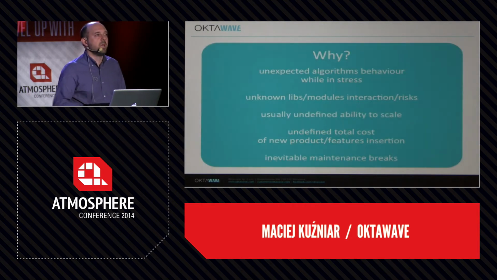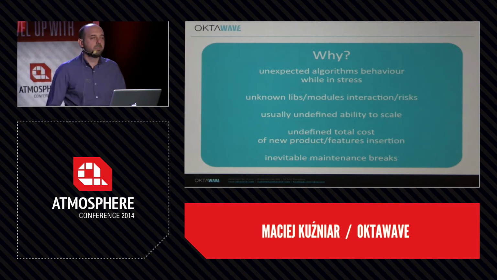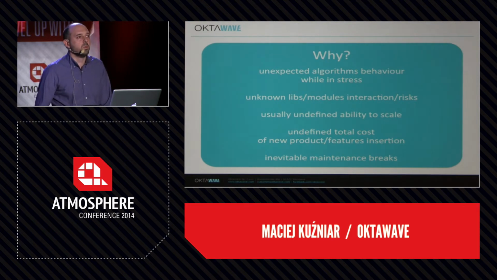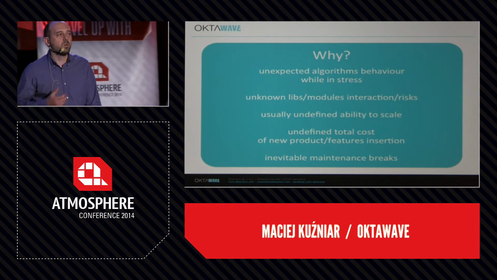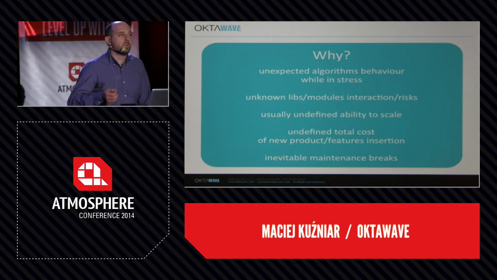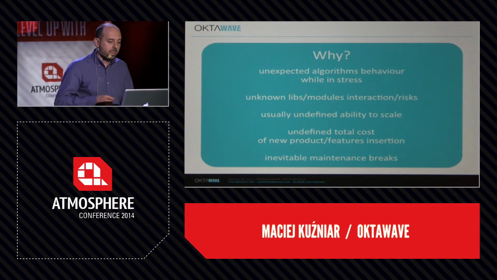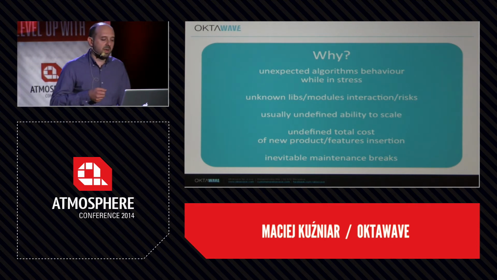Why did your application become unpredictable? Because of unexpected algorithm behavior under stress. Do you remember? We chose ready-to-use algorithms while we dug through the network. Because of unknown libraries and models, interaction and risk: if we choose ready-to-use libraries and include them in our software, then those models and platforms and software have to interoperate with each other. So it usually means an undefined ability to scale.